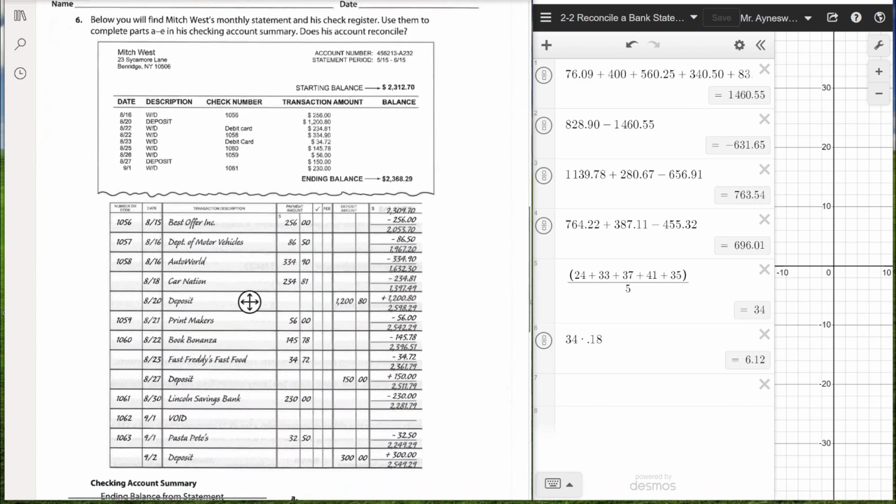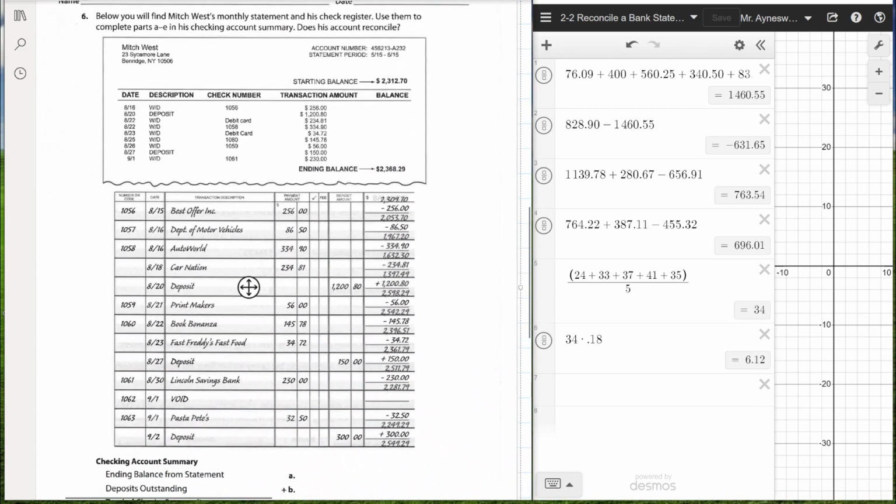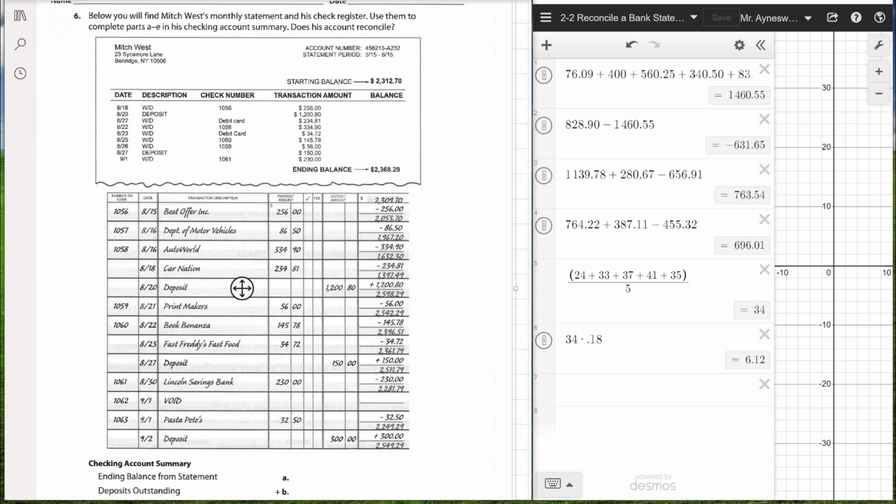All right, let's try another one here. Let's take a look at this problem. In this case, we have Mitch's monthly statement and his check register. Use them to complete all the different parts, and the question is, do they reconcile? This is the bank statement right here, and this is his register here.